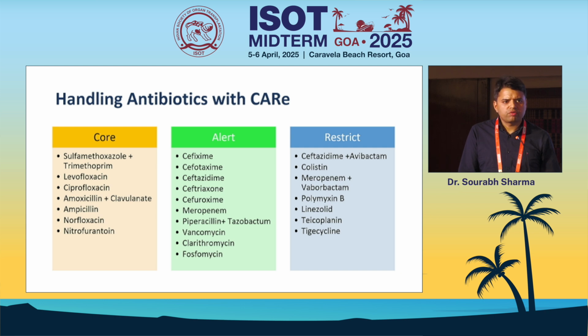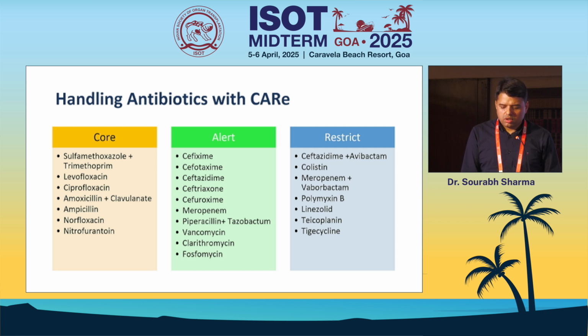Alert are the second group of antibiotics. These are those which should be carefully monitored, and they have a tendency to develop AMR. These also we can use in those who have lower risk of developing AMR. The restrict are the antibiotics which should be carefully chosen and only restricted to severe infections. And these are the antibiotics we should use empirically for high risk of AMR that we discussed.